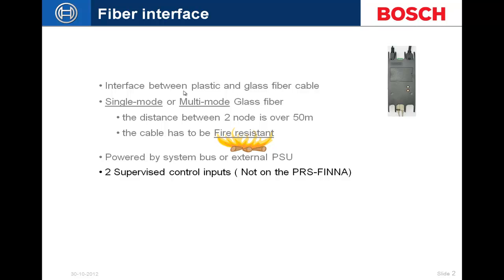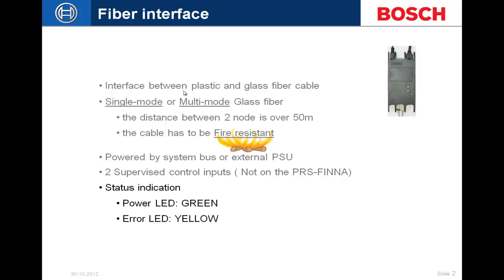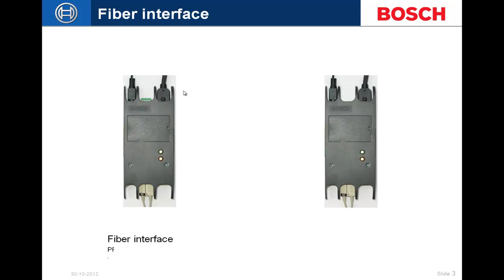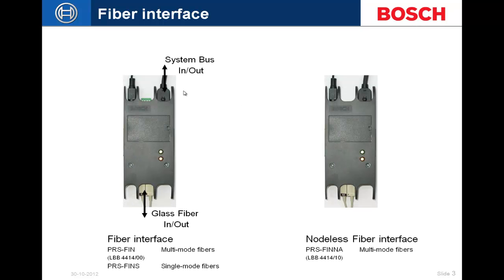The nodeless version, or the PRS-FINNA, is basically what you can call a dumb converter in a way, because it's just doing a simple conversion, converting from plastic to glass. The other types of converters, being the PRS-FIN and the FINS, are smart versions. They do have the 2 supervised control inputs, and they do end up as a node within the system. Those are multi-mode and single-mode versions, along with our contact closure and backup power. And then our nodeless version here, the FINNA, does not count as a node within the system again.